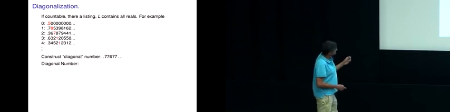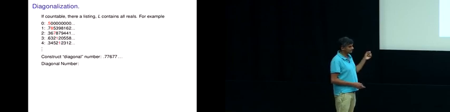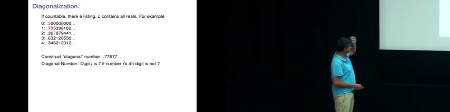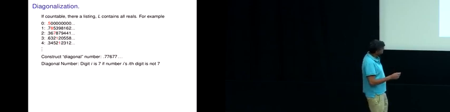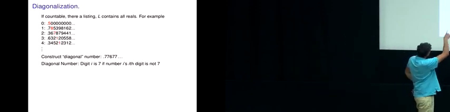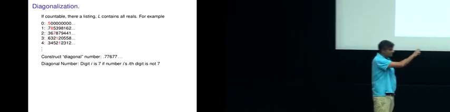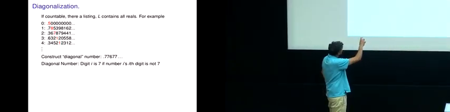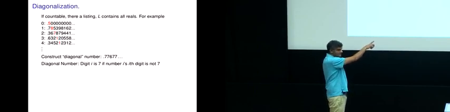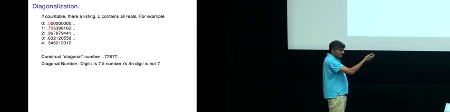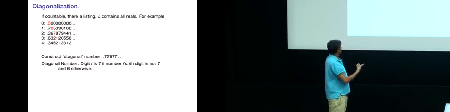So the diagonal number here, the algorithm I'm using, I just ran the algorithm on this list. And the algorithm is the following. Digit i is 7 if the number i on the list, right? The number i on the list is a well-defined object. I could look at the ith number on the list, and then look at the ith digit, and if it's 7, then I write something else, 6. If it's not 7, I write 7. Okay?